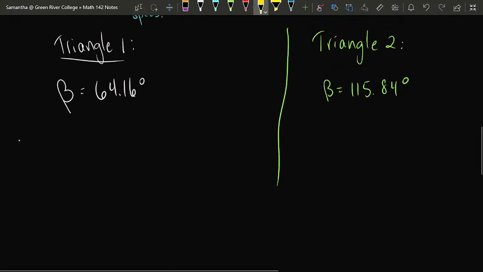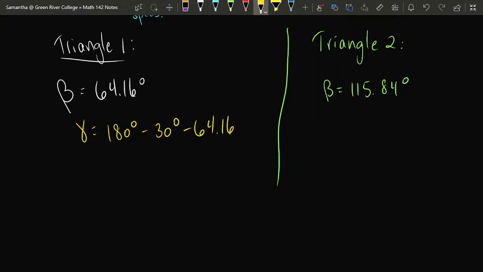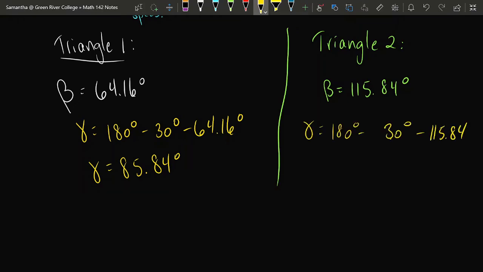Now, to find the value of gamma, all you need to do is take 180 degrees and remove the given value of alpha and the calculated value of beta. So in triangle number 1, the value of gamma is 85.84 degrees, whereas in triangle number 2, the value of gamma is 34.16 degrees.